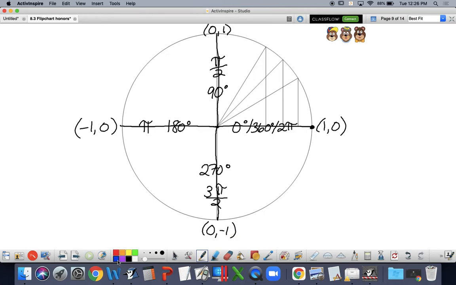Let's go ahead and do our 30, 60, 90s. I'll do them in blue to keep with what we did last class. And I know I don't have the lines drawn over here. I do apologize. Do your best. They don't have to be perfect.